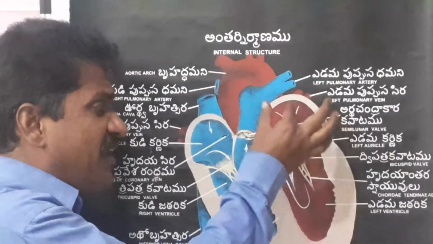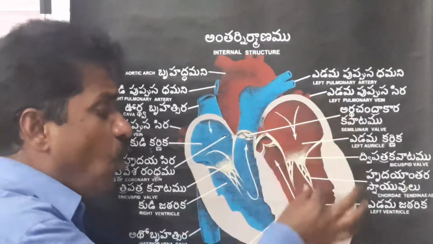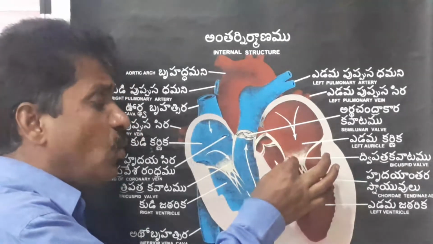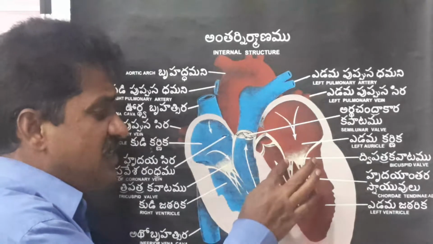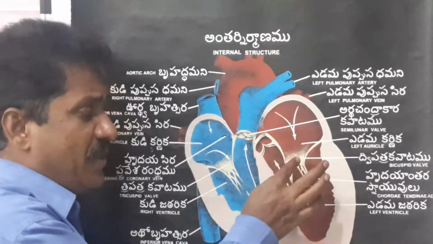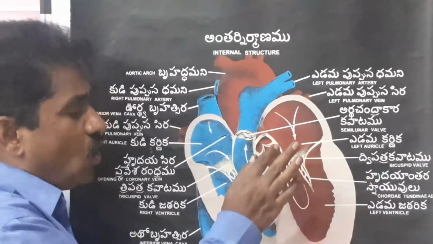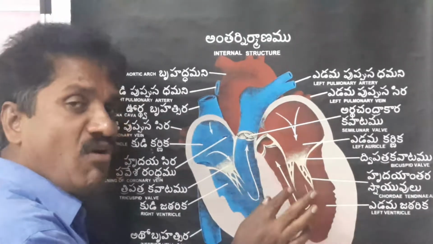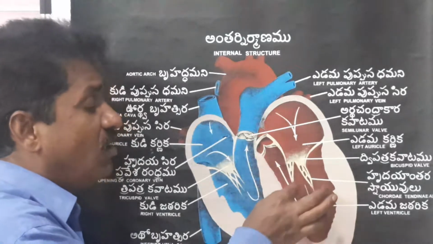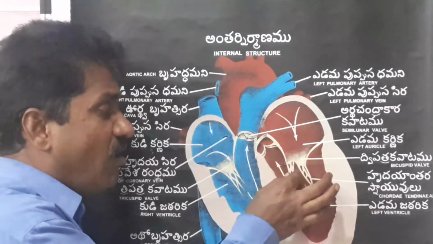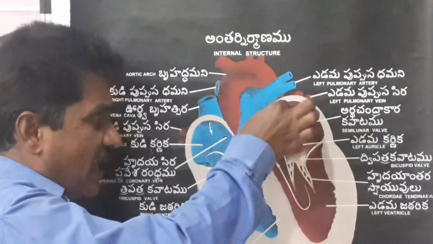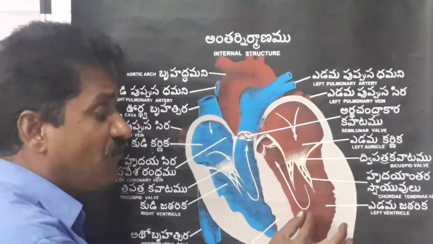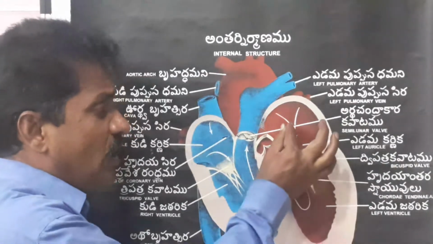This is the left atrium. Left atrium is opened into left ventricle through left auriculoventricular aperture. This left auriculoventricular aperture is guarded by bicuspid valve. This is the bicuspid valve. Other name of bicuspid valve is mitral valve. This bicuspid valve or mitral valve allows flow of blood from left atrium to left ventricle. It does not allow flow of blood from left ventricle to left atrium.